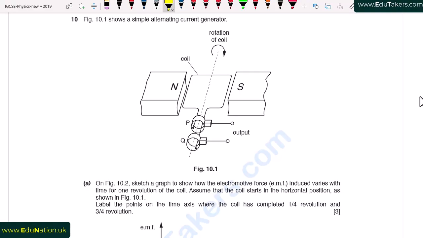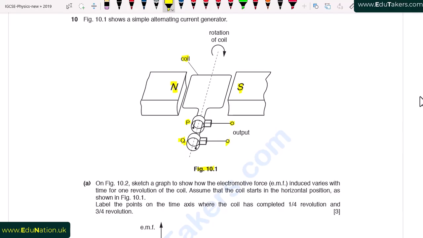Question number 10. Figure 10.1 shows a simple alternating current generator. There is a figure 10.1 and it is an alternating current generator. There is a magnetic field that is provided by this north and south pole and there is a coil that is placed inside this magnetic field. And there are two things, P and Q, and the output is taken along these terminals.